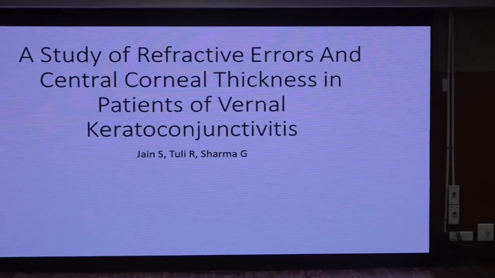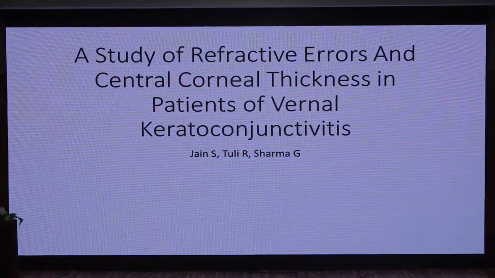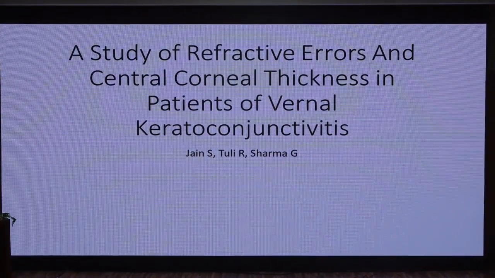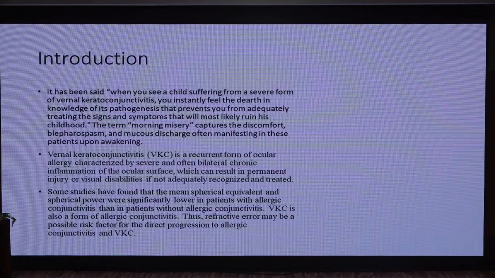It's an absolute pleasure to be standing here and presenting my topic, which is a study of refractive errors and central corneal thickness in patients of VKC. It's been said that when you see a child suffering from a severe form of VKC, you feel the dearth in the knowledge. However common the disease may seem, there's still mystery around VKC. For example, recently it's been found that there is an abundance of estrogen and progesterone receptors in the conjunctiva of VKC. So there's a dearth of knowledge.